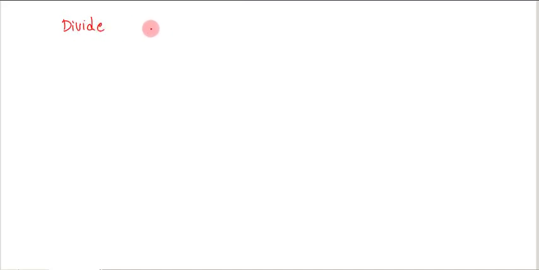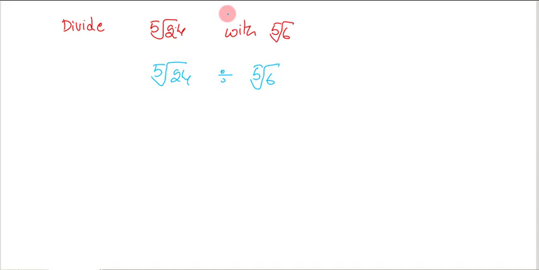Divide 5th root of 24 with the 5th root of 6. So that means we need to divide the first surd by second surd. So this division I can write in the form of fractions, so that 5th root of 24 by 5th root of 6. Now if you observe this, these two surds are of the same order.